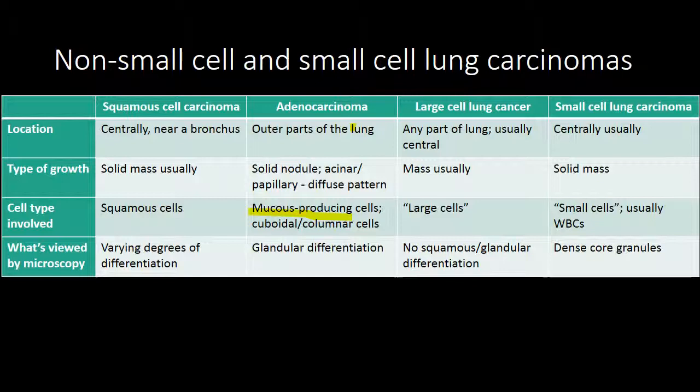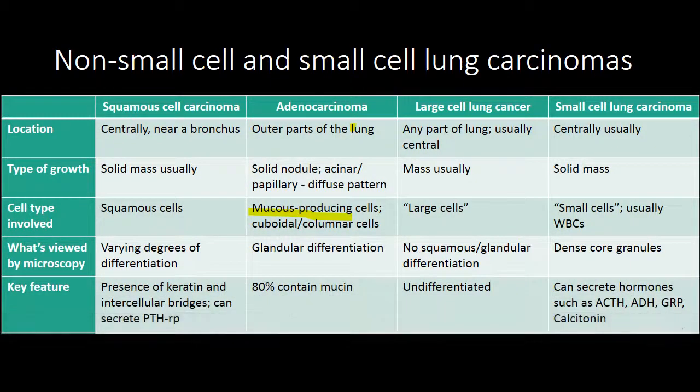However, large cell lung carcinomas can also have neuroendocrine properties, so it's not really as specific. Other neuroendocrine properties might include neuron-specific enolase as well as synaptophysin.